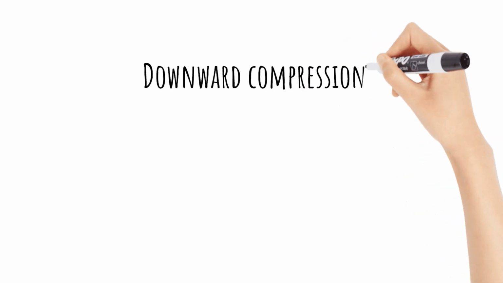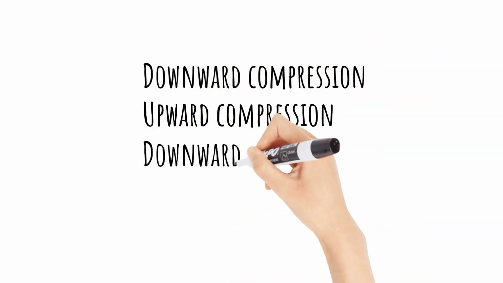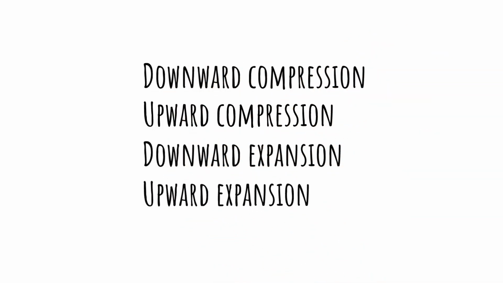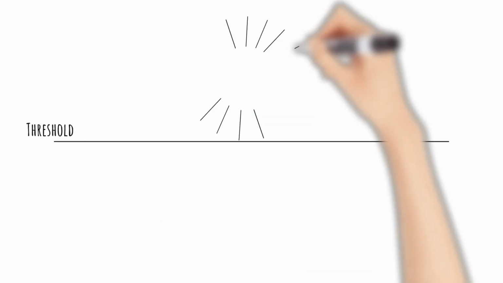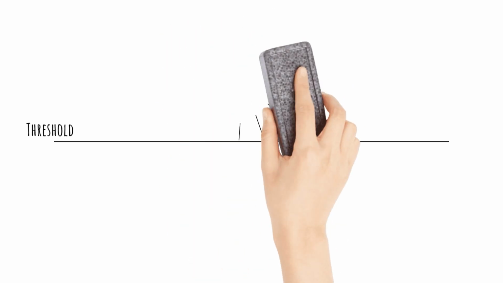There is downwards compression, upwards compression, downwards expansion, upwards expansion. Basically, what they mean is that we have a threshold, and above the threshold something happens, or below the threshold something happens. So either we are compressing or we are expanding.